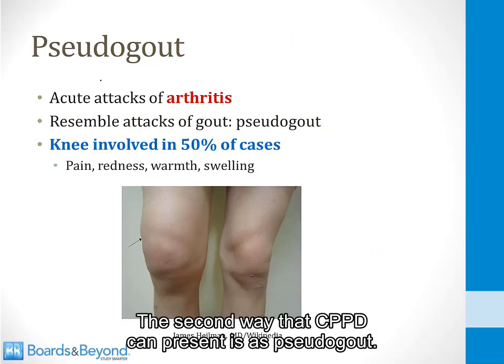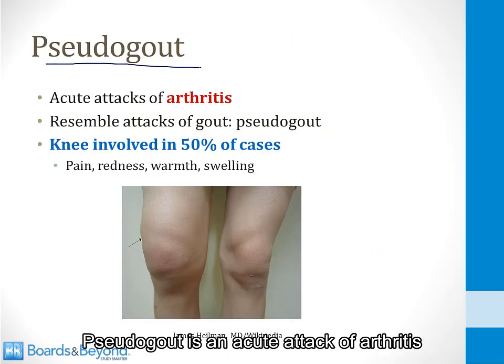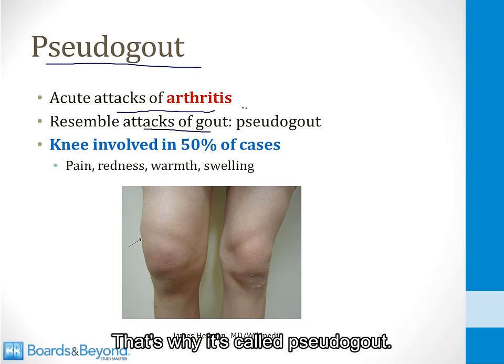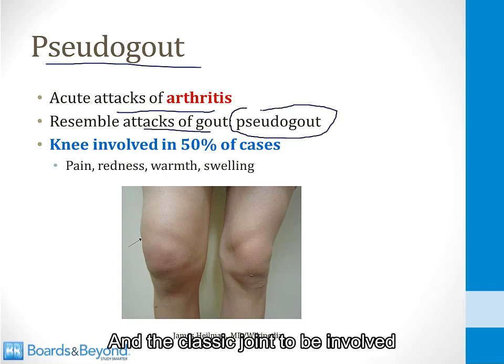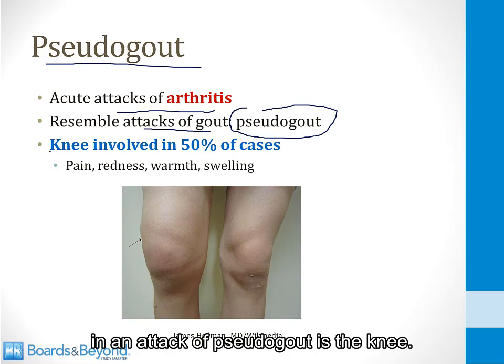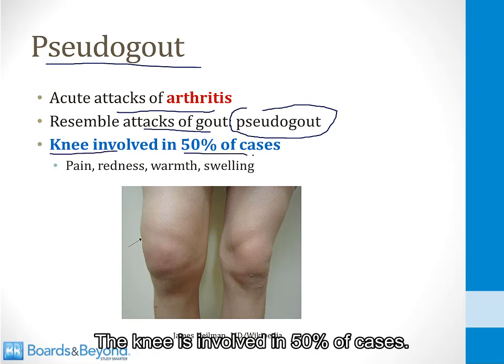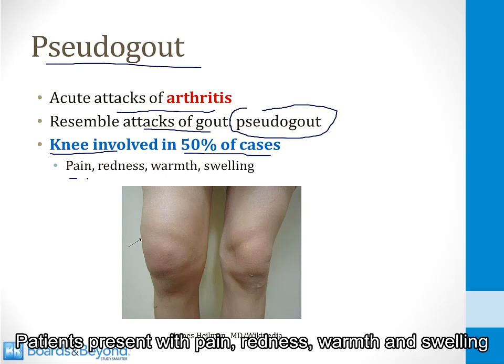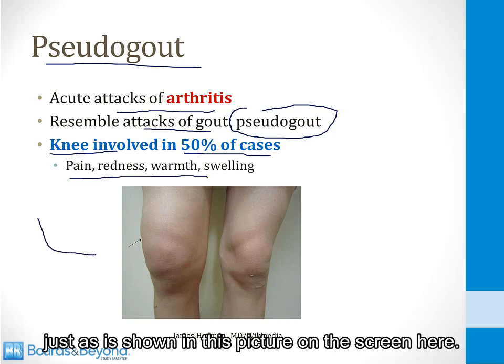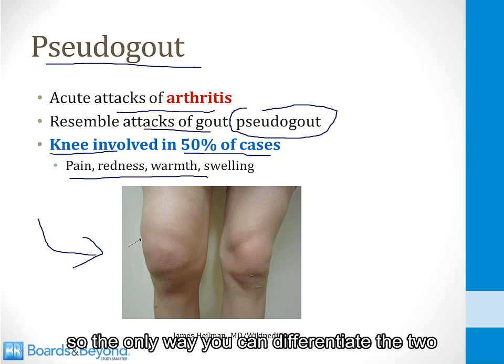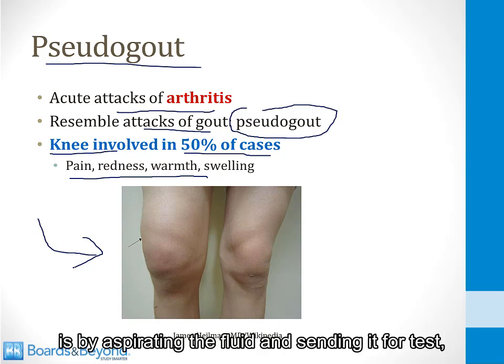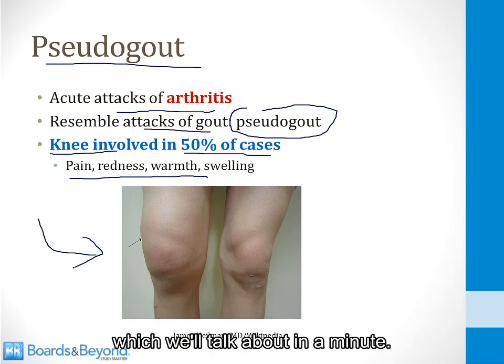The second way that CPPD can present is as pseudogout. Pseudogout is an acute attack of arthritis that resembles an attack of gout. That's why it's called pseudogout. And the classic joint to be involved in an attack of pseudogout is the knee. The knee is involved in 50% of cases. Patients present with pain, redness, warmth, and swelling, just as is shown in this picture on the screen here. And gout can also involve the knee, so the only way you can differentiate the two is by aspirating the fluid and sending it for tests, which we'll talk about in a minute.